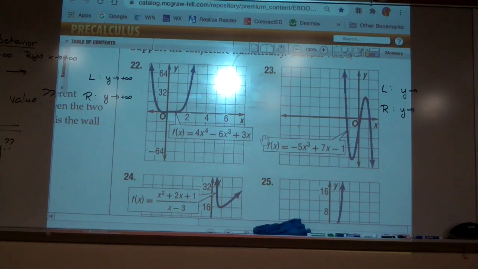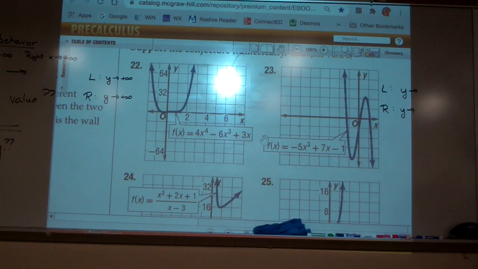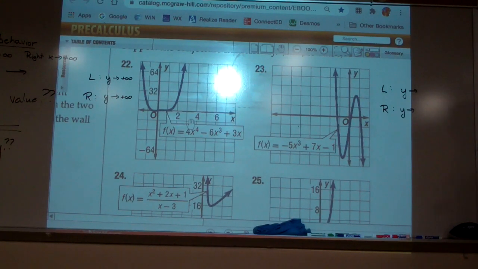Let's go through the answers to these real quick. Shouldn't be too bad, except for a couple of those we talked about earlier with the weird asymptotes. All right, number 22, we did already a little bit. If you look at the left and the right, they both go to positive infinity.